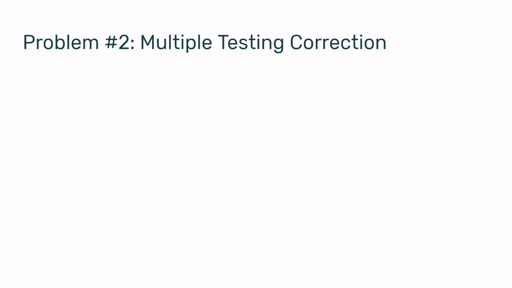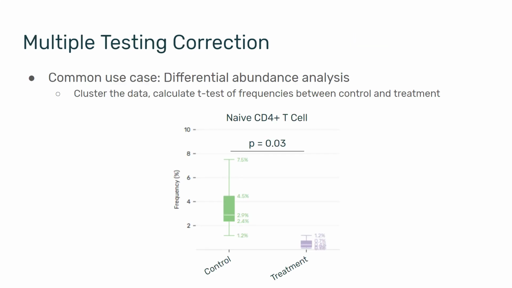or maybe even for each marker within each subset. Let's say you're looking at naive CD8 T cells and memory CD8 T cells and naive CD4 T cells and so on, and in each one of them you're looking at PD1 and CTLA4 and interferon gamma and so on and so forth. Each of these is a separate test. And when you're running multiple tests, you need to correct for them. So this is a common use case where you run differential abundance analysis, you're looking at naive CD4 T cells and you see a p-value of 0.03 and think, oh, this is great.